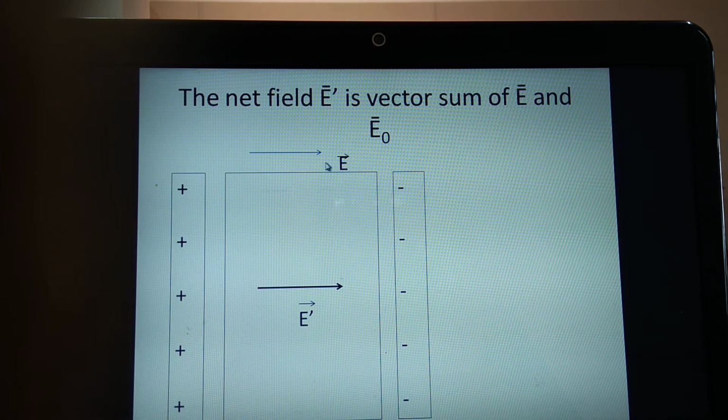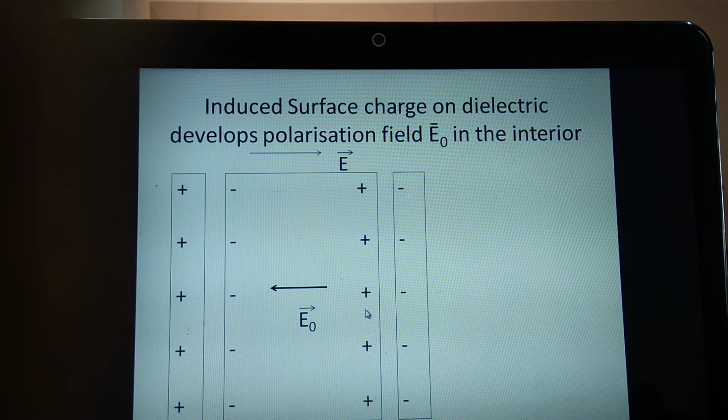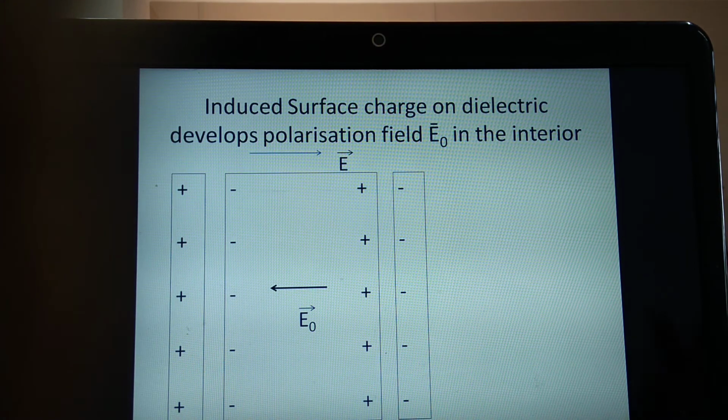This is your original electric field E0, and this is your dielectric medium in which polar and non-polar molecules are introduced in the opposite direction. So its direction will go on changing. In that manner you can study the effect of charges.